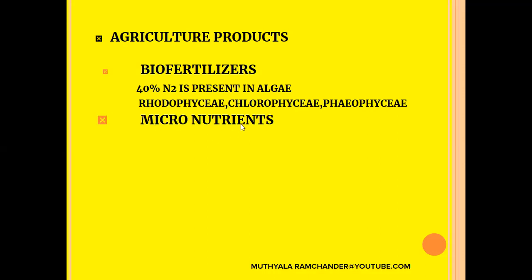And the next one, micronutrients. These are also industrial products based on agriculture. Micronutrients are also present in algae, in rhodophyceae, chlorophyceae, and phaeophyceae, like sulfur, chlorine, boron, iodine. These minerals are called micronutrients. Micronutrients are also used for agriculture products. So these are some of the uses of algae as economic importance.